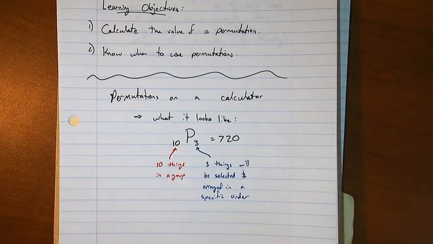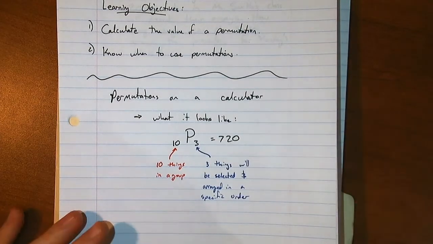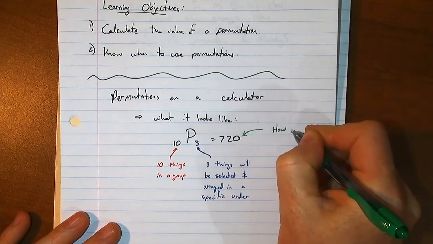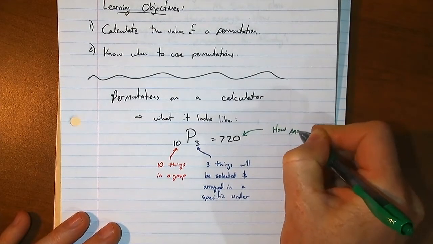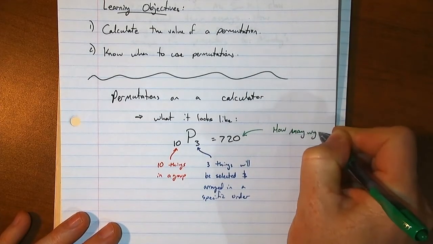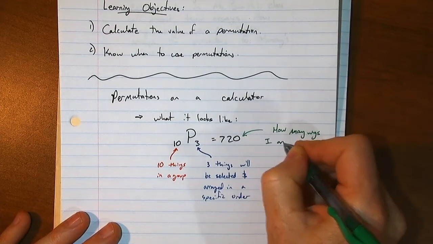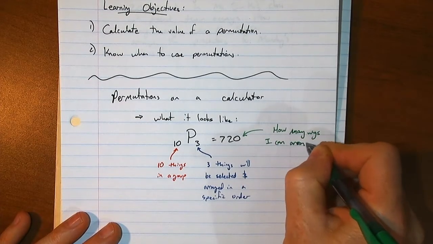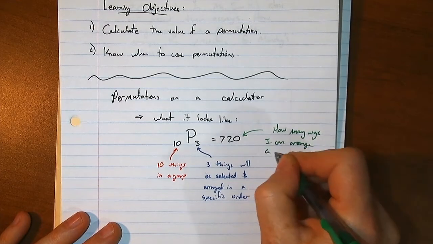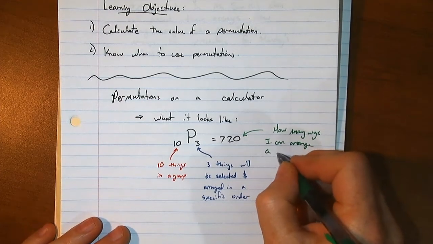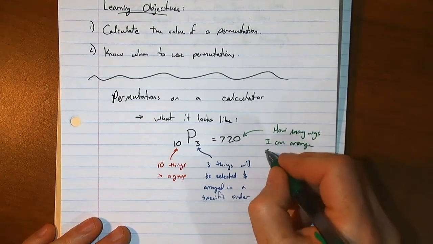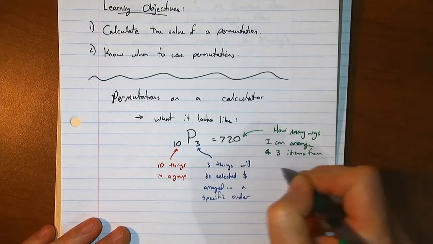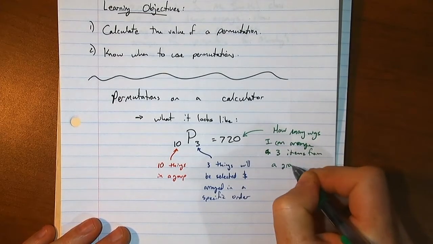And so what 720 tells me is how many ways I can arrange 3 items from a group of 10 items.